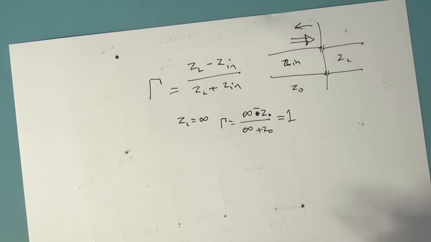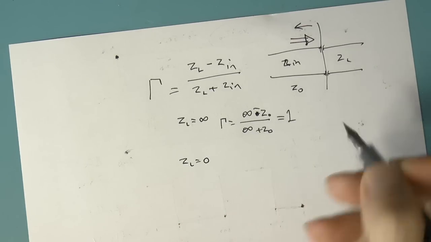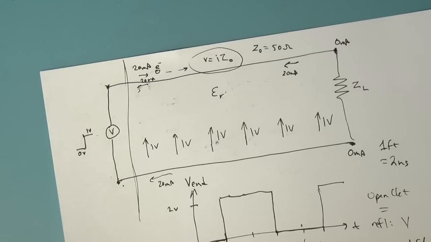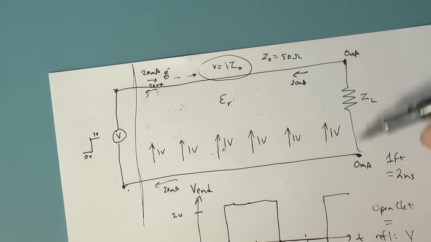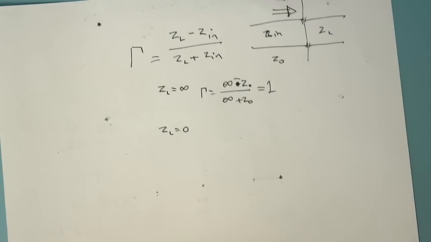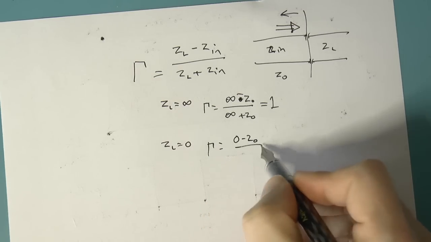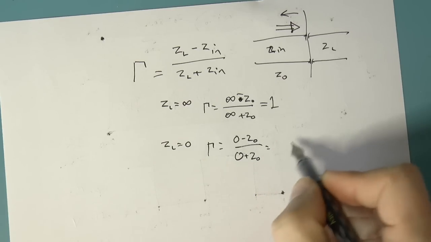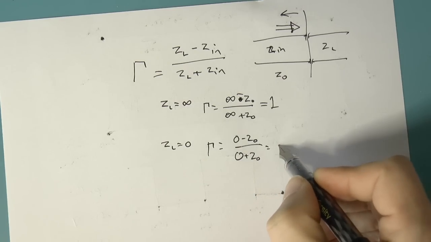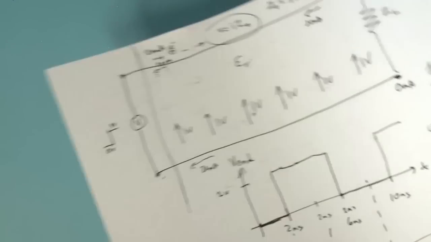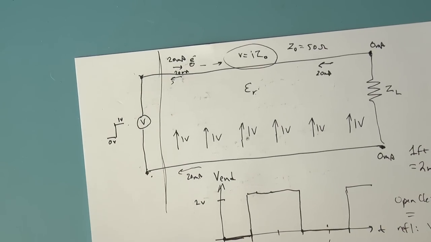Okay. Now let's look at the other case, which is where the load is zero. So that's a short circuit. And that's what happens at the beginning of this transmission line. Or, if we shorted this, that's what would happen at the end of this transmission line. So in that case, gamma is just going to be equal to 0 minus Z0 divided by 0 plus Z0, which is minus Z0 divided by Z0, which is negative 1. So in other words, it's an equal but opposite reflection. And that's what we saw at the beginning of the transmission line over here.